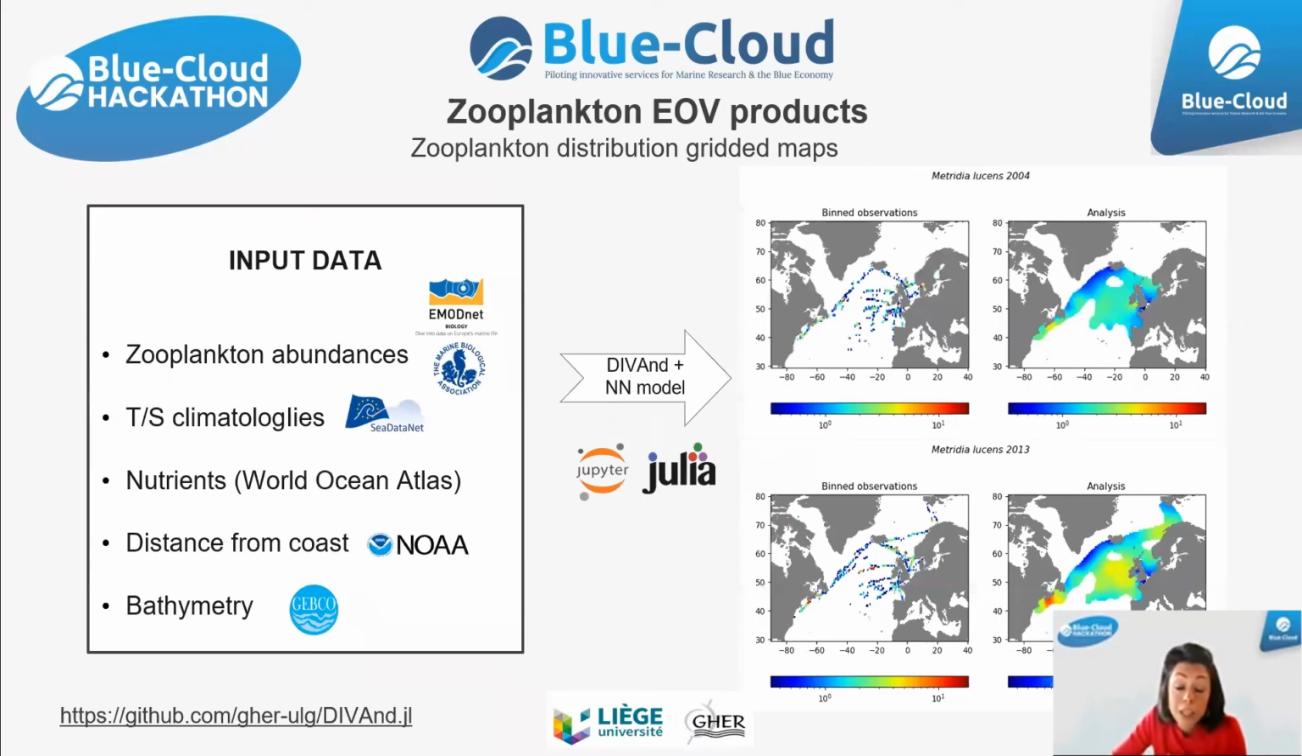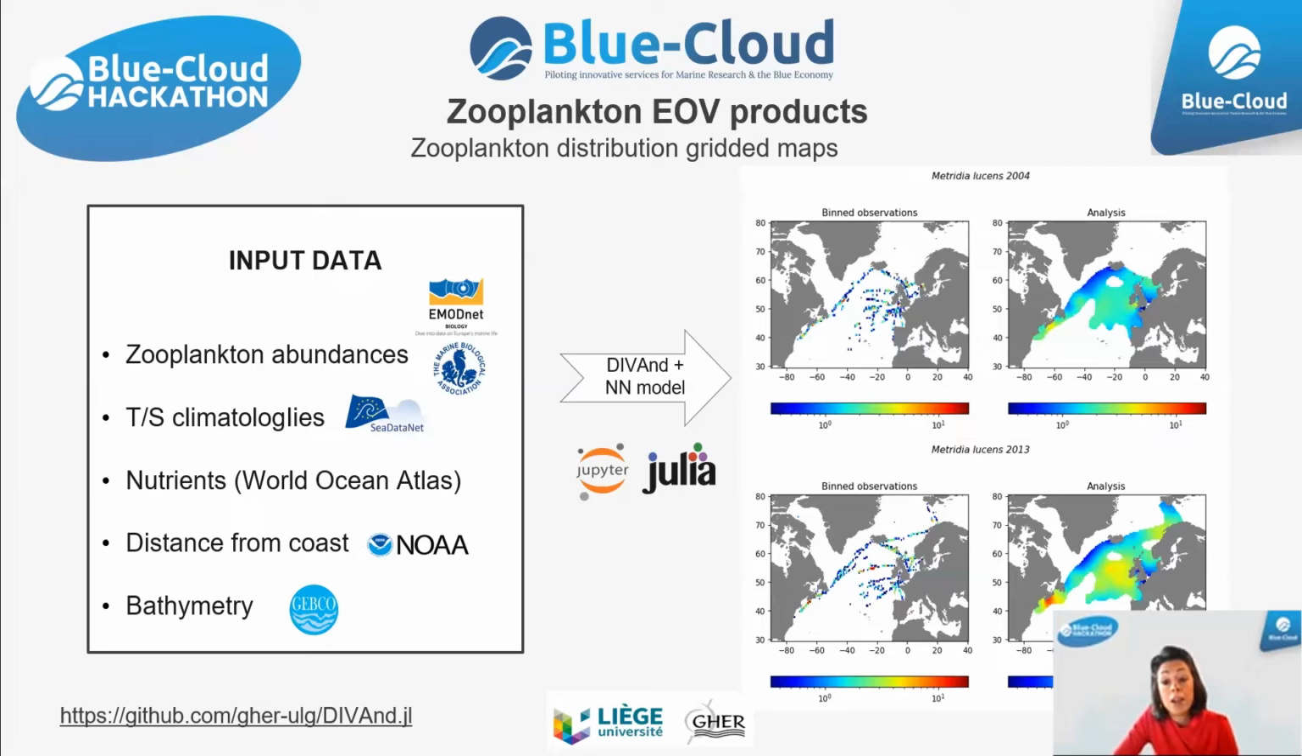Now, the second product that was developed in this demonstrator consists of zooplankton distribution gridded maps. For this, we have several input data. We have zooplankton abundances from the CPR data from the Marine Biological Association that can be accessed through EMODnet Biology, and now as well from Blue-Cloud. There is also several environmental data like temperature salinity climatologies from CDataNet, also accessible from Blue-Cloud, nutrients from the World Ocean Atlas, the distance from the coast from NOAA, and bathymetry from GEBCO.